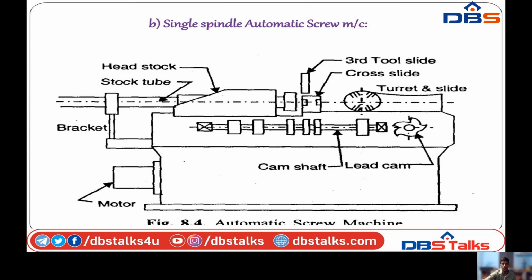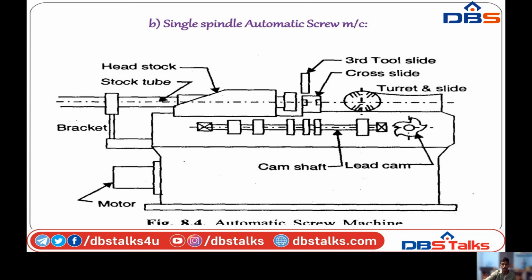In a single spindle automatic screw machine, it is similar to a normal lathe machine. Here also the headstock is there, and instead of a tailstock, we are fixing a turret and slide mechanism. A cross slide and tool slide are there, and a camshaft, lead cam. Instead of a lead screw, we are fixing a camshaft and lead cam here.